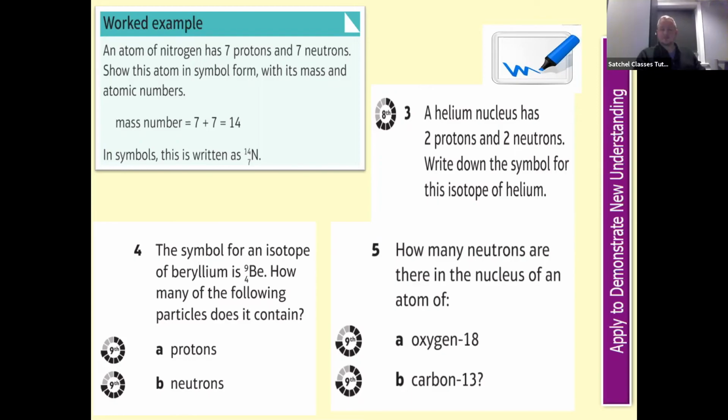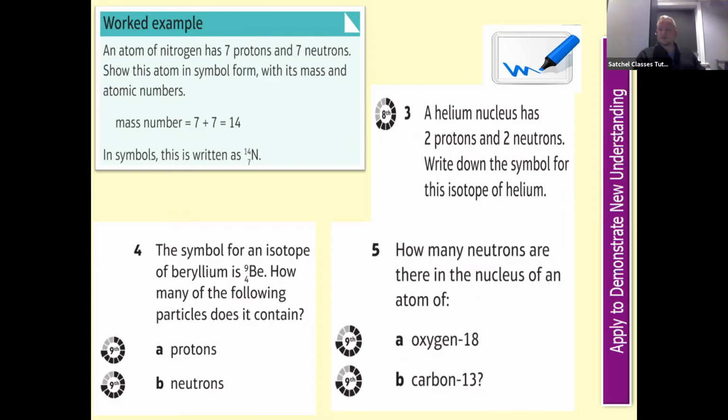A helium nucleus has 2 protons and 2 neutrons. Write down the symbol for the isotope of helium. Well, it has 2 protons and 2 neutrons, so the nucleon number is 4, that's its mass number. And the atomic number is 2, so it would be 4,2He.